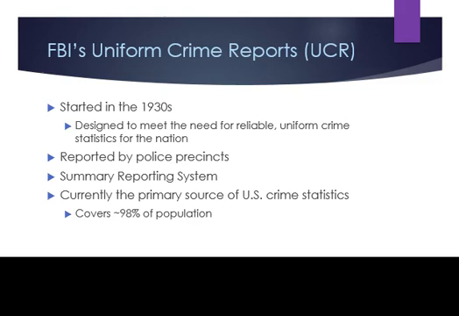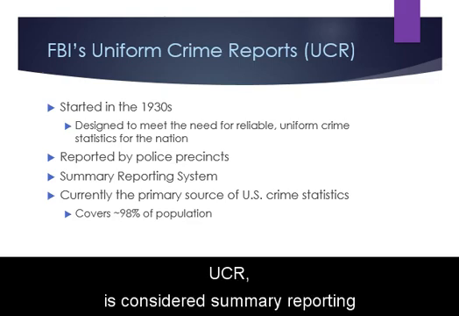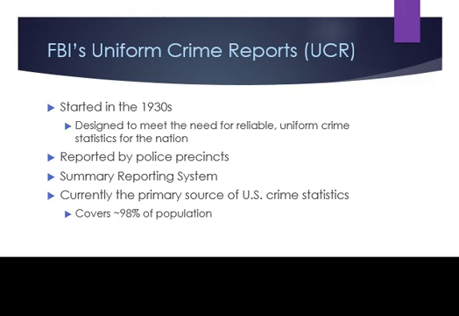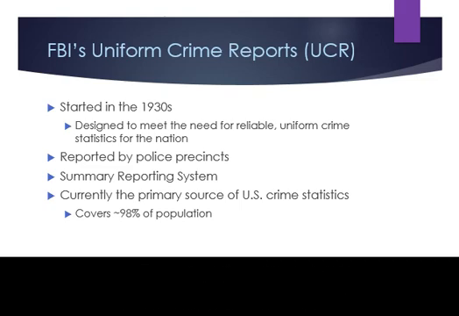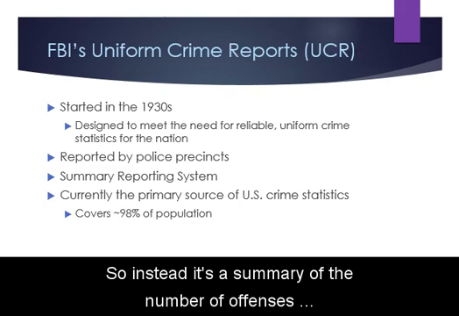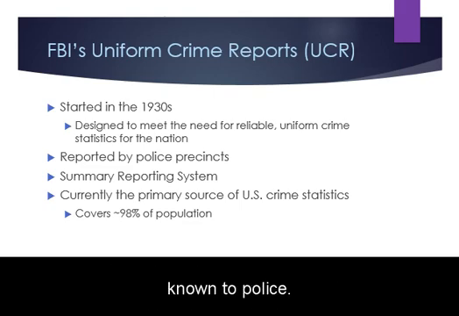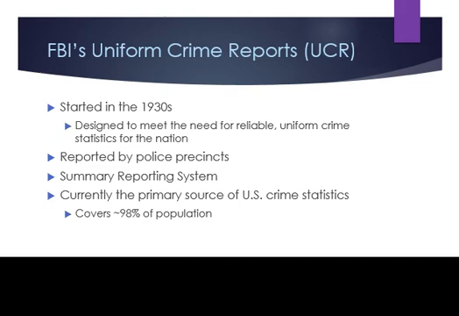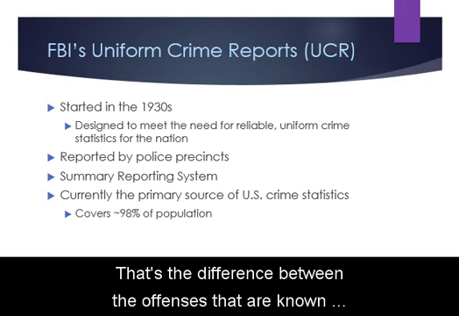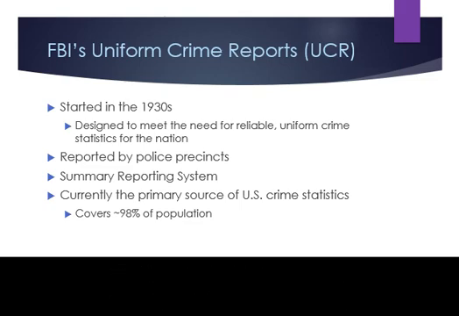The UCR is considered summary reporting because there is not information recorded on every single offense. So instead, it's a summary of the number of offenses known to police and the number of unfounded things reported to police, so that could be false complaints. And so then it includes the number of actual offenses. So that's the difference between the offenses that are known and reported and the offenses that are unfounded.